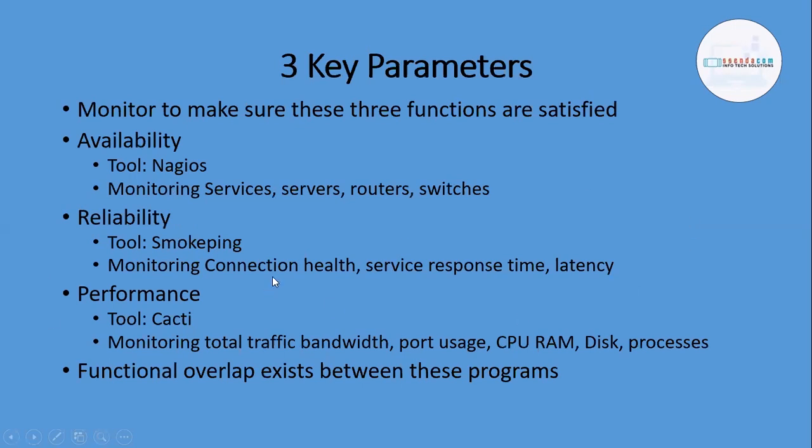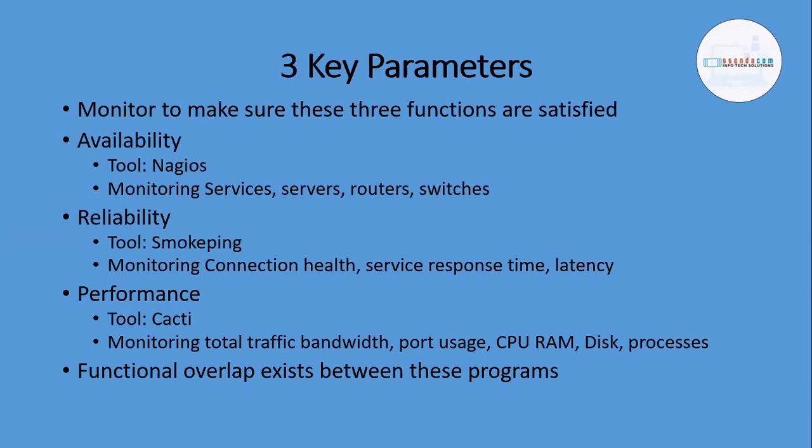So there are key parameters: availability, reliability, and performance. These are key things that you should be looking at. Availability is making sure they are on. Reliability is that they are connected and working. If you have to do 1 gig, you should be doing 1 gig, not half of the gig. So it is very reliable. And then performance: you are looking at bandwidth, the port usage, the CPU, RAM, disk, the processes. Are they working fine, or are they working optimally? You check all those things.